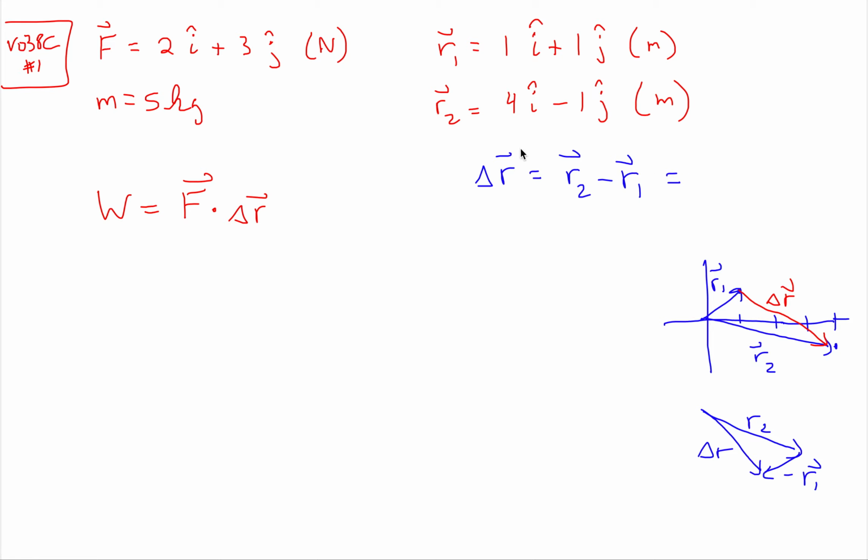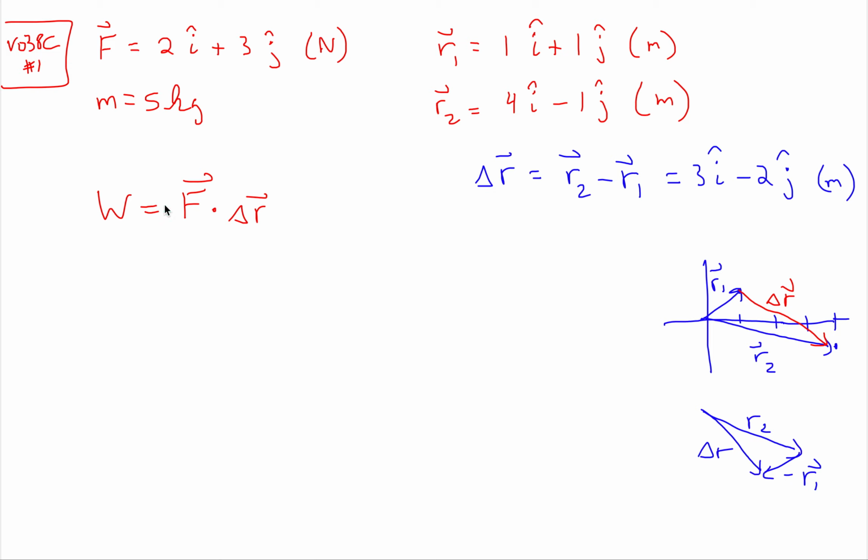When you subtract vectors, you just subtract the components. So 4 minus 1, which is 3i. And then minus 1 minus 1 is negative 2j. That's in meters too. And now we are ready to find a dot product.